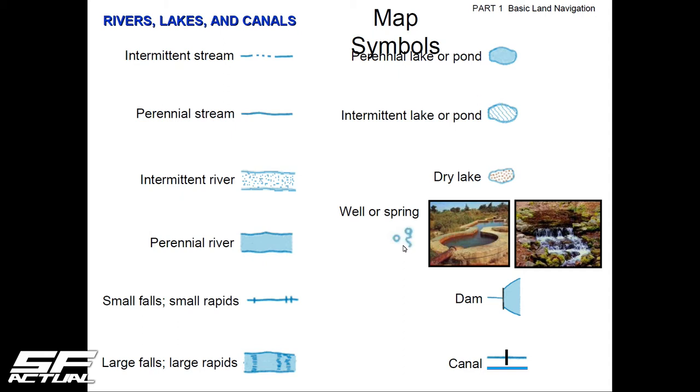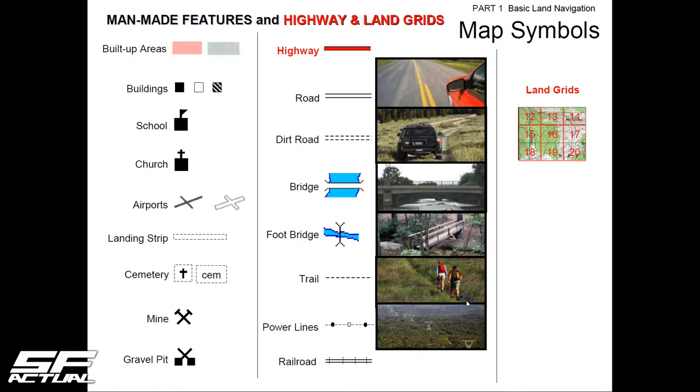A well or a spring is driven by this right here, a dam. This is probably one that you didn't know, but that's showing a dam hitting to a big body of water, and then a canal. And then man-made features, built-up areas, buildings will normally be indicated by just little blocks. School has a flag, church has the cross. Airports, normally you'll see them like this, but sometimes you'll see them blacked out if they're very, very small.